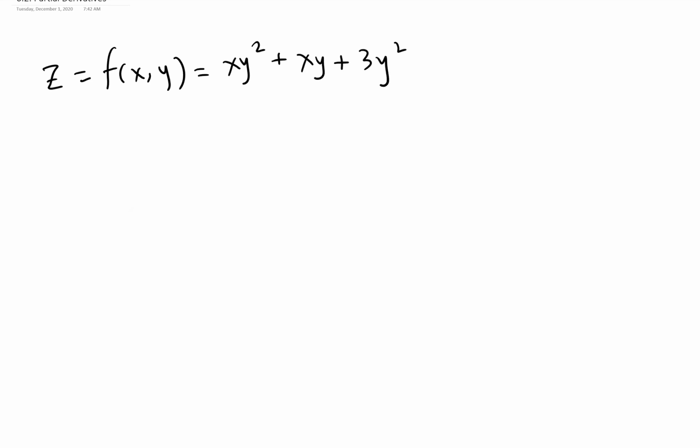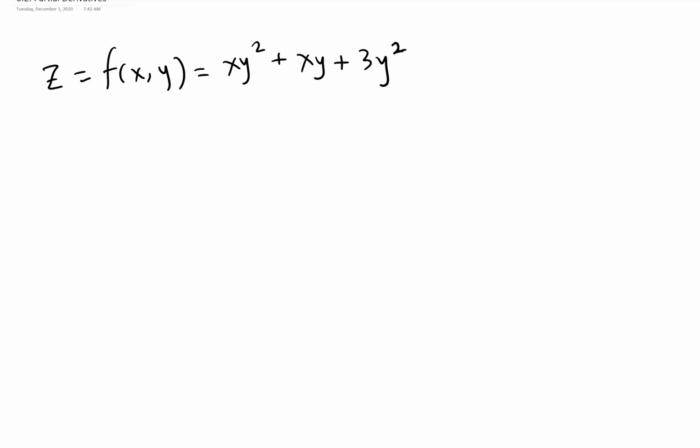Partial derivatives. Before, we looked at functions in more than one variable. Say z equals f of x, y, to be, let's say, xy squared plus xy plus 3y squared. That's a function in two variables.